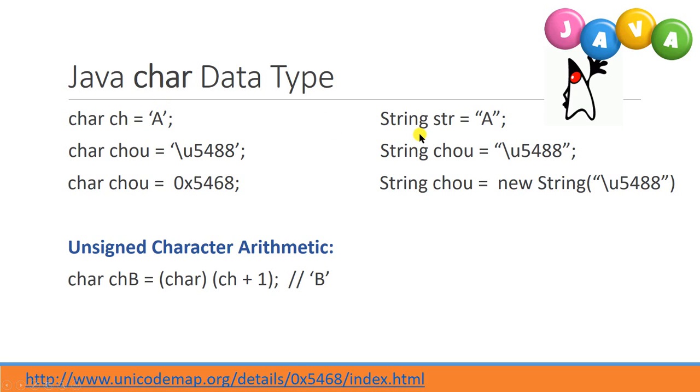If you have a longer collection of characters or letters, you can use double quotes. We call the data type a string. So for the same character, if we store it in a string, we have these three ways to declare it or store it. And the character data type can also be used for character arithmetic. For example, this character A plus 1, converted back to character, will be character B. The reason why we need to convert the data type is because with addition, these two will be converted to integer type. So we need to convert it back to character type.